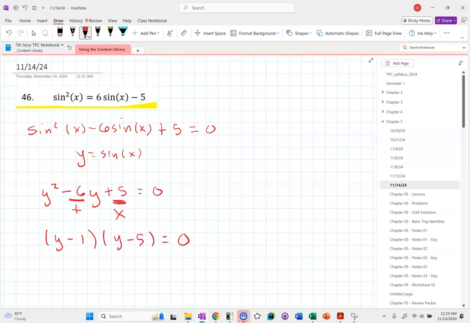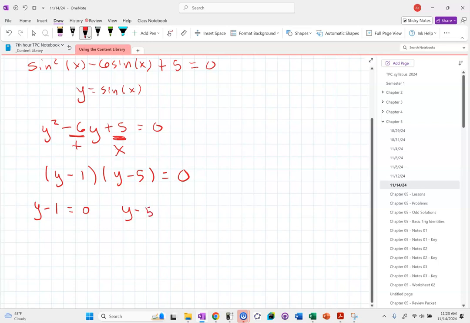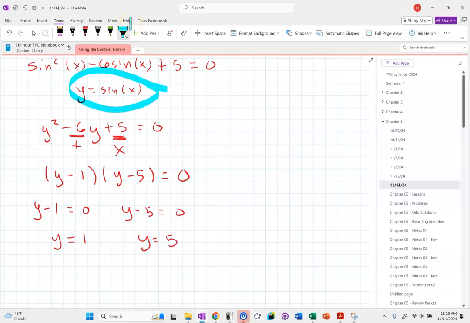Good there. Now that it's factored, I just apply the zero product property, so I can set each factor equal to 0. So I get y equals 1 and y equals 5. But don't forget, we're not solving for y, we're solving for sine x. So let's put that sine x back in.